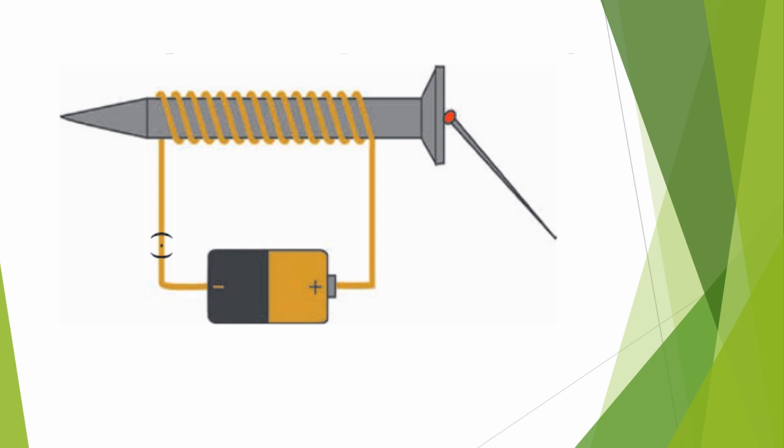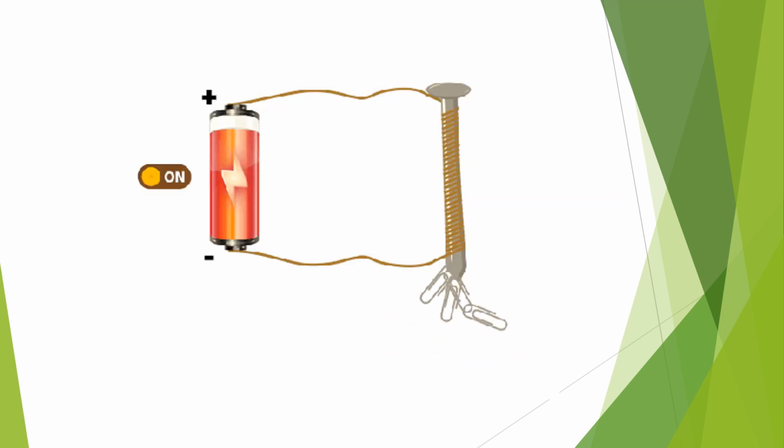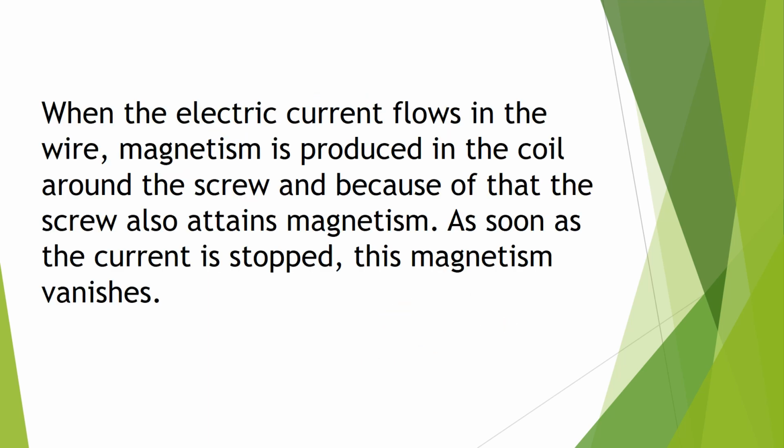We'll have a look at this. Here, if you see, it is shown. When you switch on the electricity, the iron nail is attracting the other nails towards it. And when you switch it off, the iron nails drop down again. So it is gaining magnetism and losing magnetism. Such a substance is called an electromagnet. So this is what we have just now seen. When electric current flows in the wire, magnetism is produced in the coil around the screw, and because of that the screw becomes a magnet. And when the current stops, this magnetism disappears or vanishes.